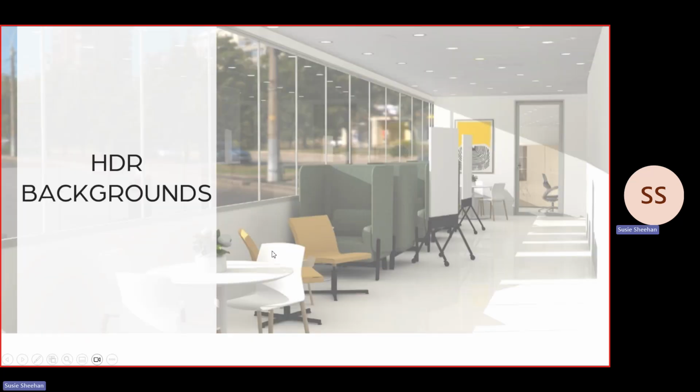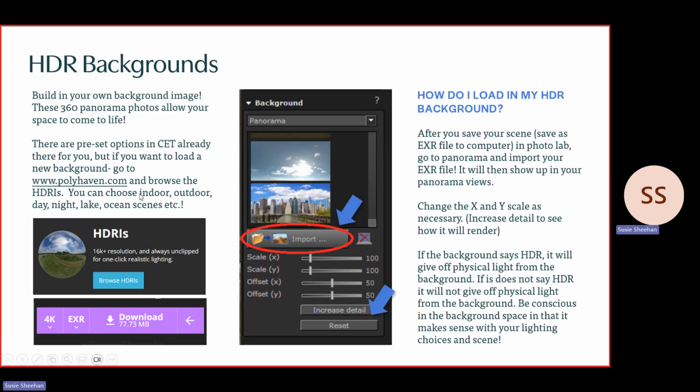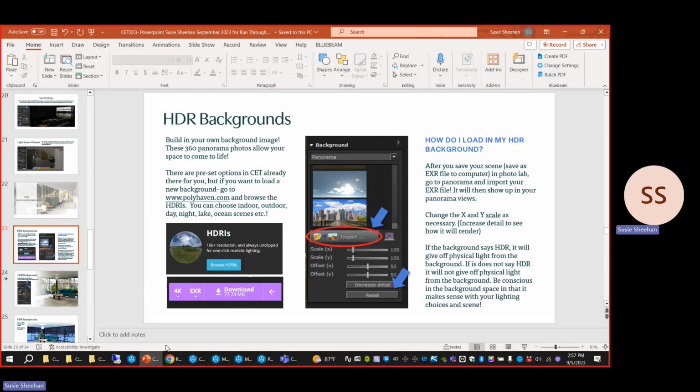And then we talked a little bit about HDR backgrounds earlier. What HDR backgrounds are is essentially a 360-degree panorama photo. If you have windows in all directions of your space, north, south, east, west, you would see that same photo in a different view in each of those. There are some preset HDR backgrounds available in CET, or your company may have added some. Polyhaven.com is a great place to browse HDRIs.